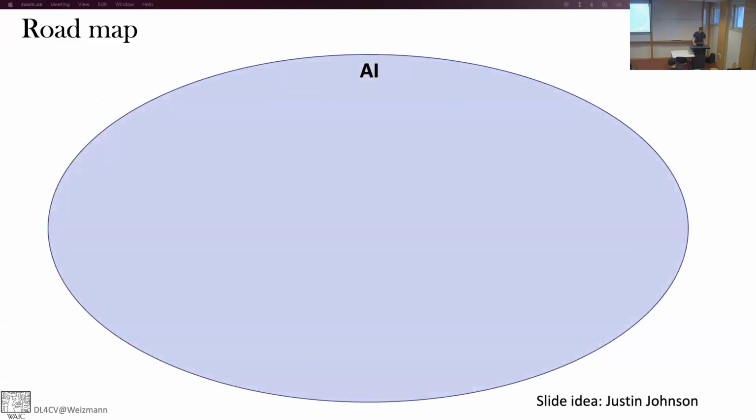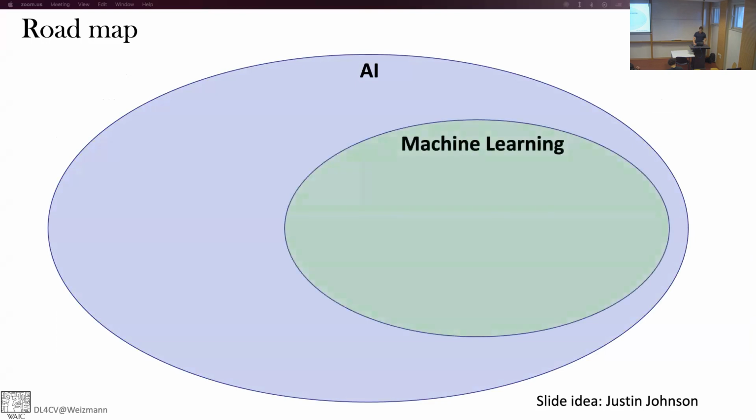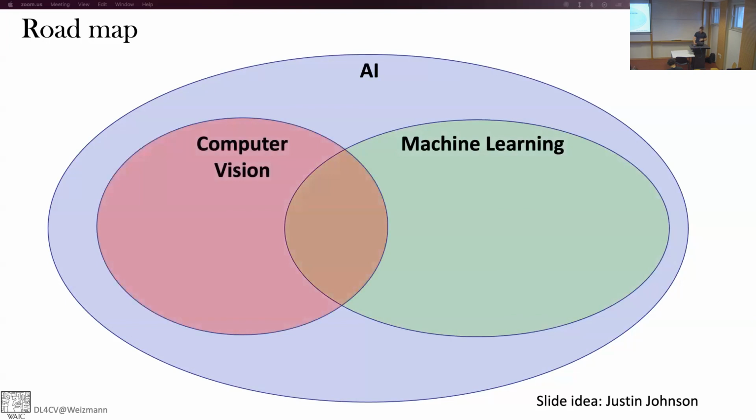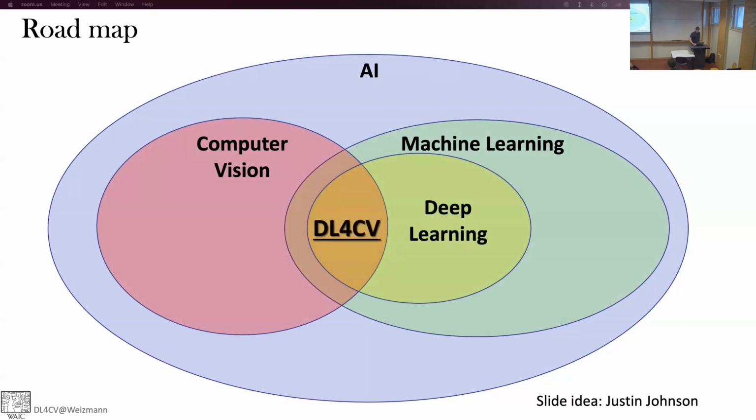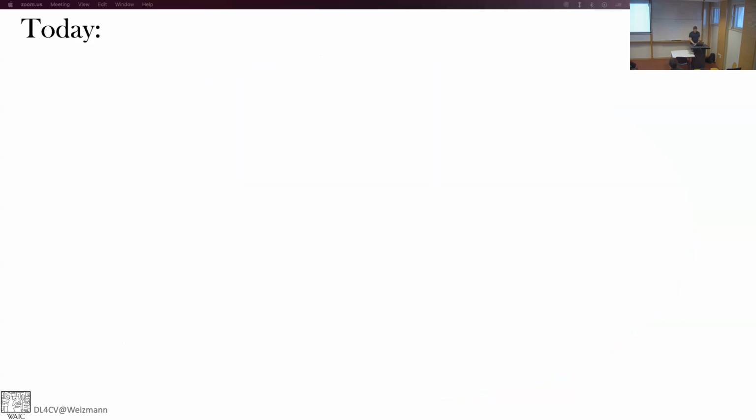This is a slide I borrowed from Justin Johnson when he was at Stanford, to understand where we are, where this course is. In the world of AI, there is this world called machine learning, and it has some intersection with computer vision. And in machine learning, there is a bunch of methods referred to as deep learning, that also has a big overlap with computer vision. And this is exactly where we stand. This course is about this overlap in the middle there.